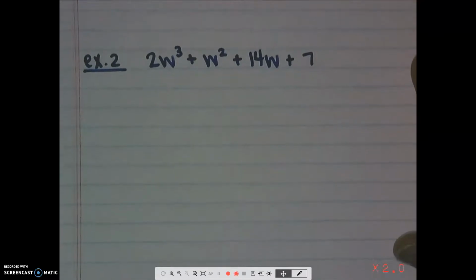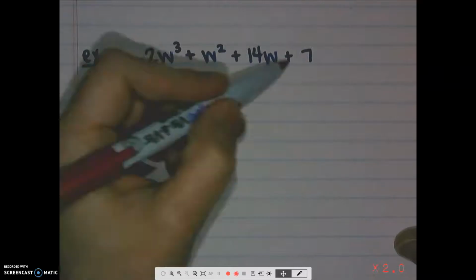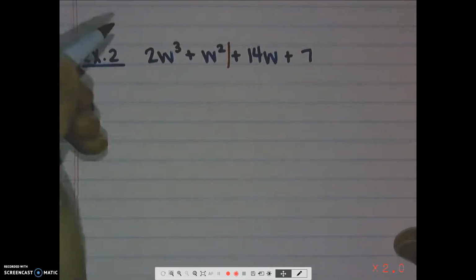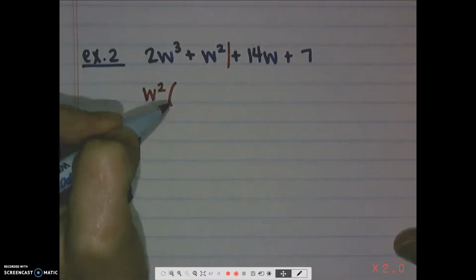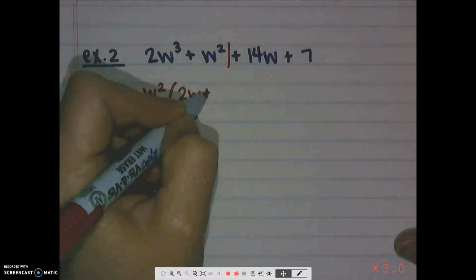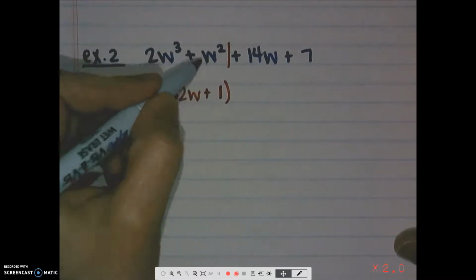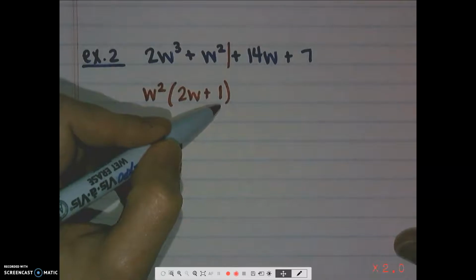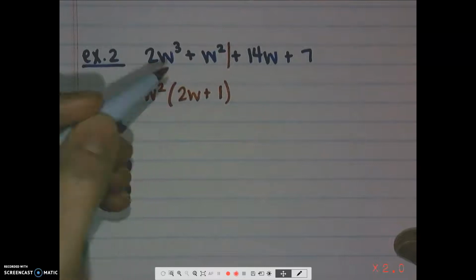We have 2w cubed plus w squared plus 14w plus 7. So there's no GCF between all 4 of the terms, which means we're going to split it in half. Next, we're going to find a GCF of the first half, so they share a w squared. Left-hand side would be 2w plus, now w squared divided by itself is going to give us 1. So if the term that you're looking at is the GCF, then you have to fill in a 1 here. Okay, this was a binomial, so you need to have a binomial left in the parentheses.